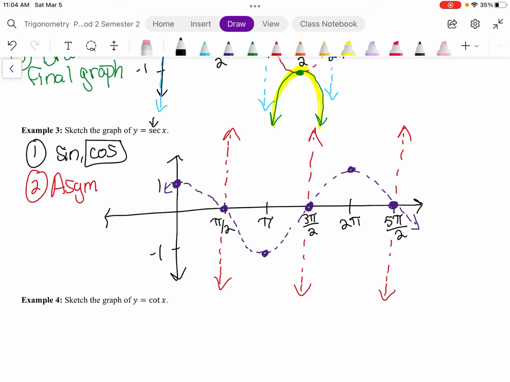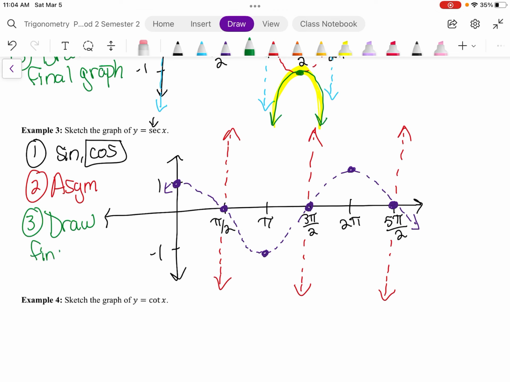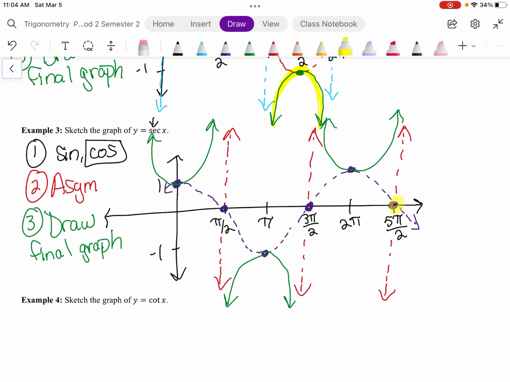And then our last step, step 3, we're going to draw our final graph. And just like in cosecant, our final graph is going to be opening down at minimums and opening up at maximums. And they're never going to cross those asymptotes. So this is why I added that extra point here over on the right, so that you could see a full cycle in between asymptotes. So that would be one full cycle, the highlighted lines that I did for our secant graph.